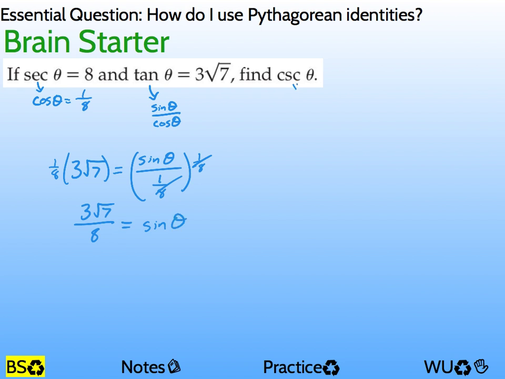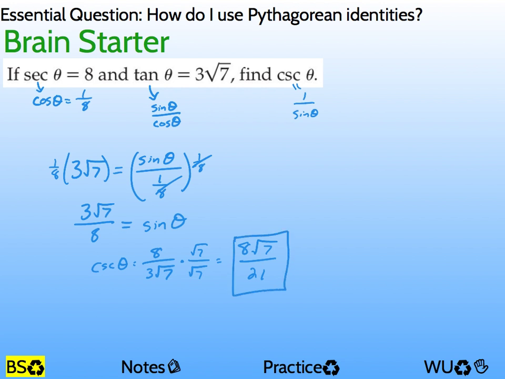Now, cosecant is 1 over sine of theta, or the reciprocal of that, which means that cosecant is 8 over 3 radical 7. To rationalize the denominator, you have to multiply by radical 7 on the top and on the bottom, and you're left with 8 radical 7 over 21.